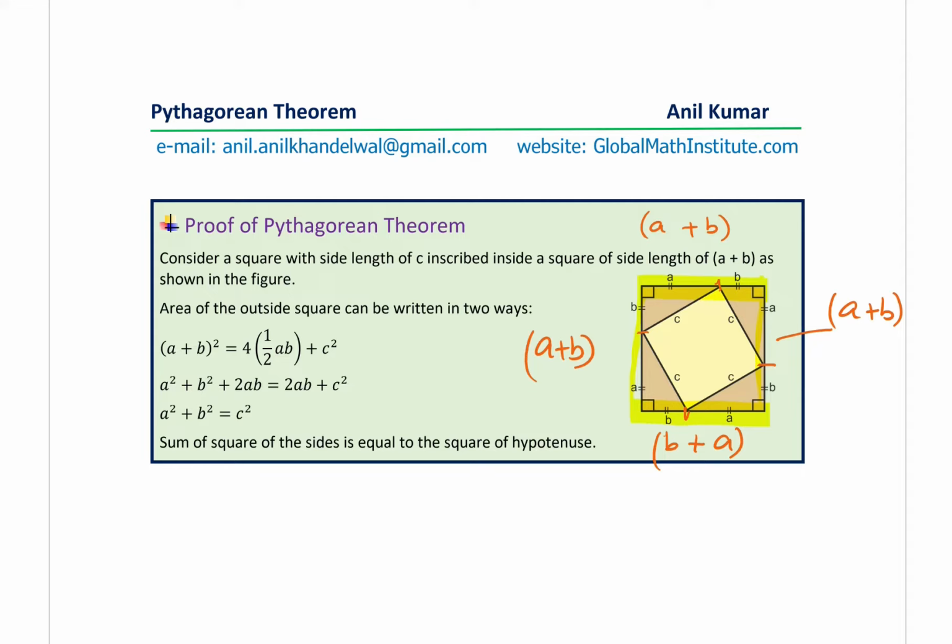Now if I join these two points as shown here, we get a square inside, and the sides of that square have been taken as c, right? Now to prove the Pythagorean theorem, which is a² + b² = c², we can look into any particular triangle for that matter.